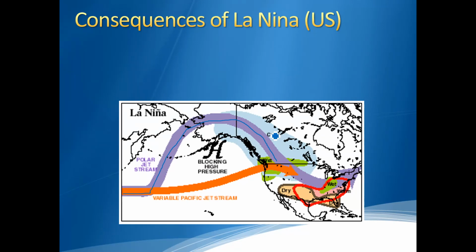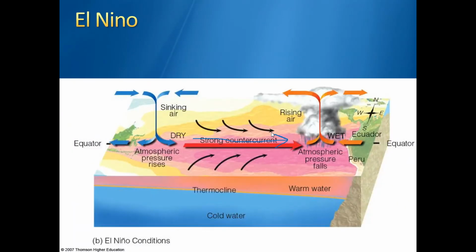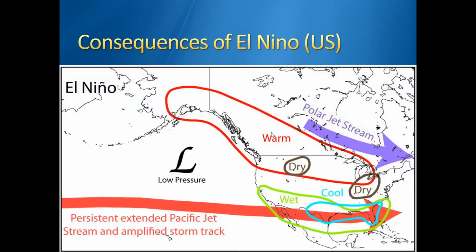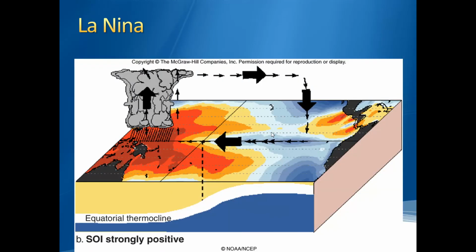So just to review, I'm going to go back a few slides here. In the case of El Nino, the Walker circulation reverses. In the case of La Nina, the Walker circulation maintains its normal cycle, but instead it intensifies.